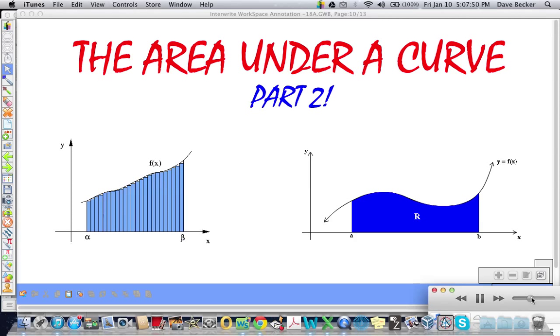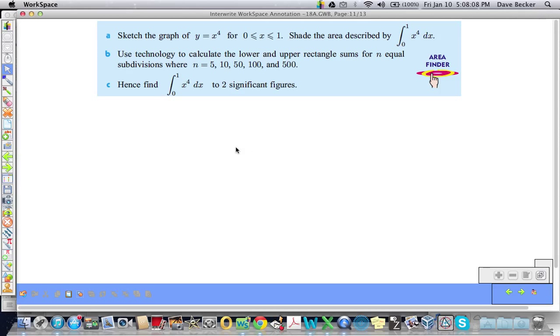I just love changes. It's perfect because, again, calculus is the study of change, boys and girls. And this is the area under a curve, part 2. And here I'm going to show you a couple of examples.